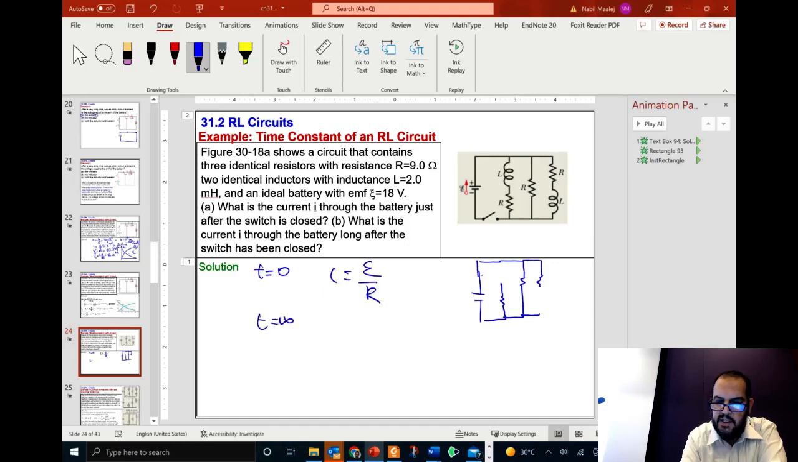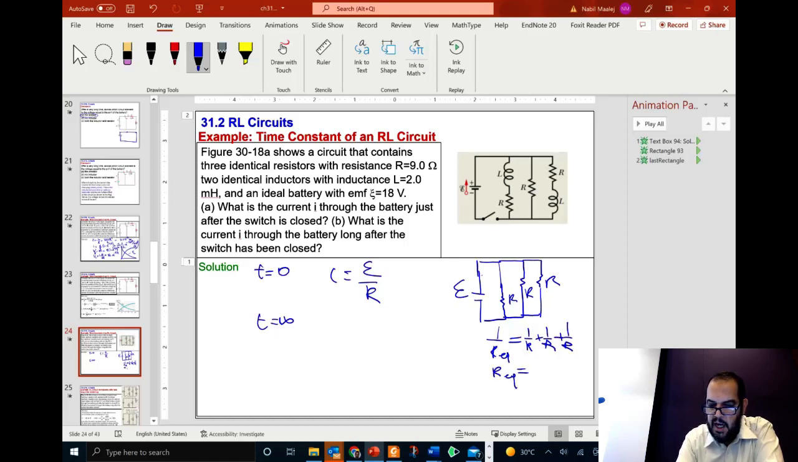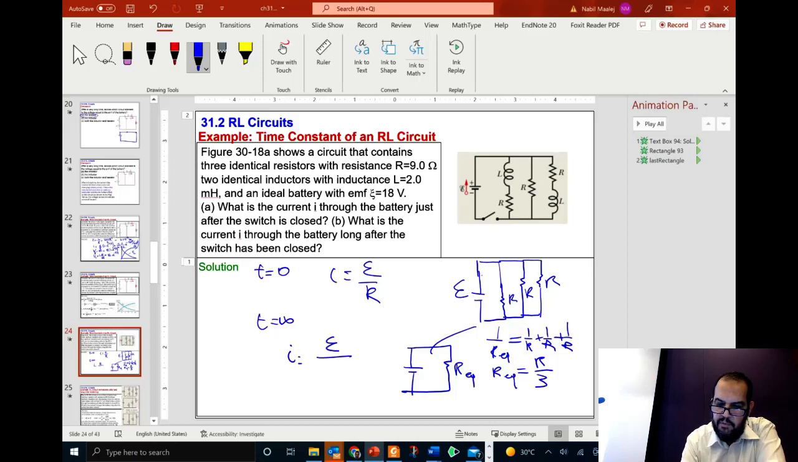At t equals infinity, now these are shorts. The inductor behaves like a connector. So this becomes like this, and this becomes like this. So you have R, R, and R. What is R equivalent? 1 over R equivalent is 1 over R plus 1 over R plus 1 over R. That's 3 over R, so R equivalent is R over 3. And so the equivalent circuit is just a battery and R equivalent, and the current is just equal to the EMF of the battery divided by R equivalent, which is R over 3.